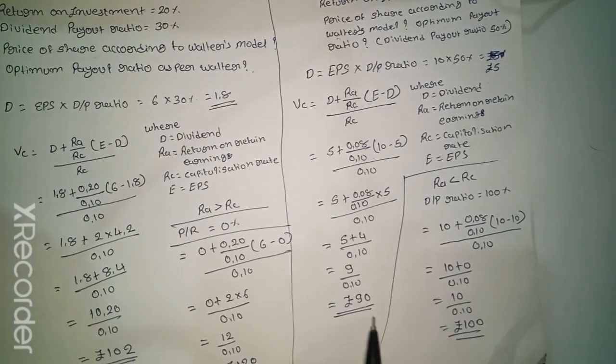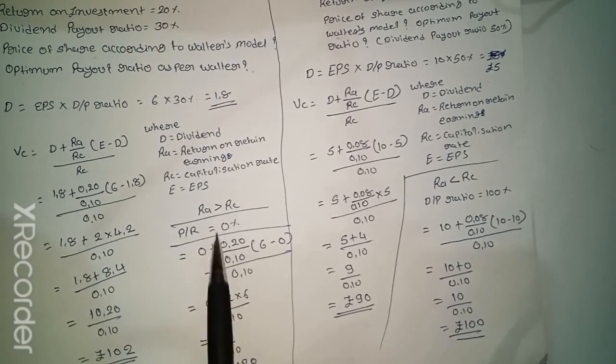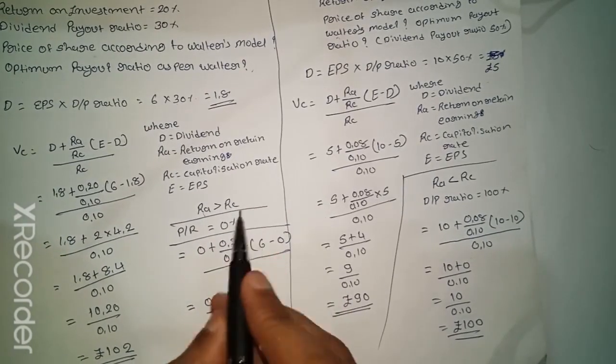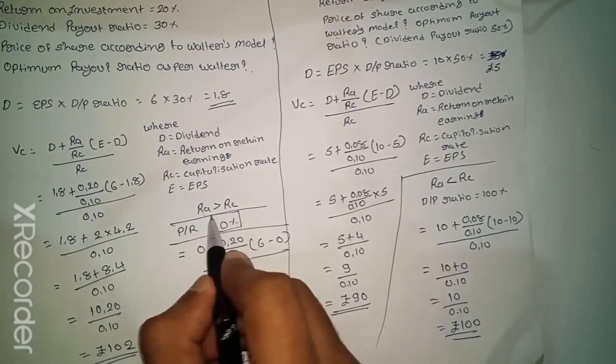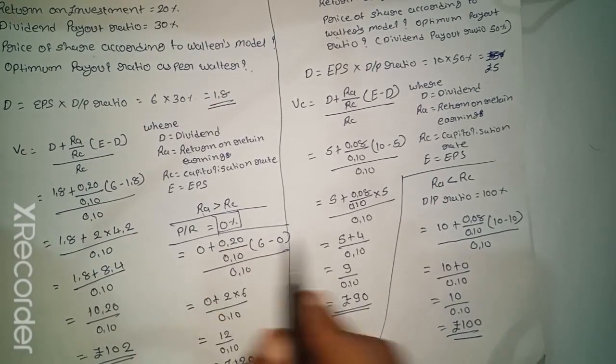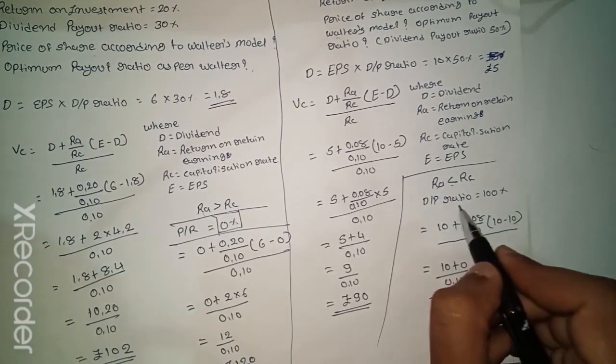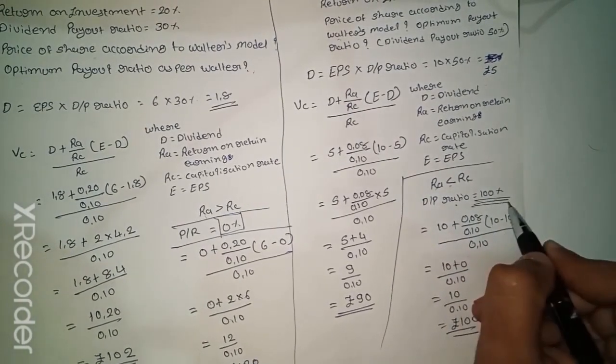So if RA is greater than RC, then payout ratio should be 0, that is optimum. And if RA is less than RC, then payout ratio of 100 is optimum.